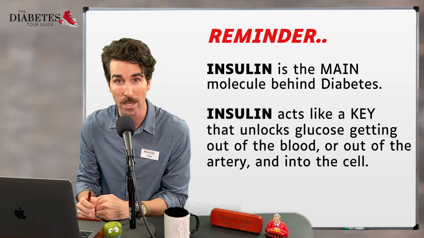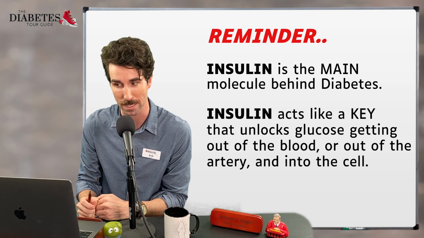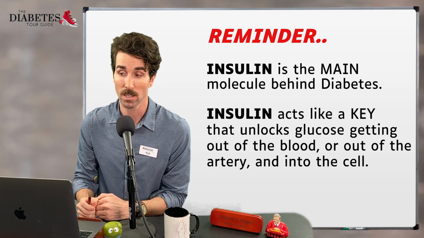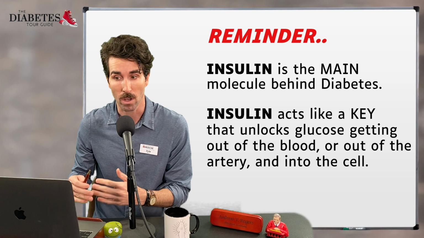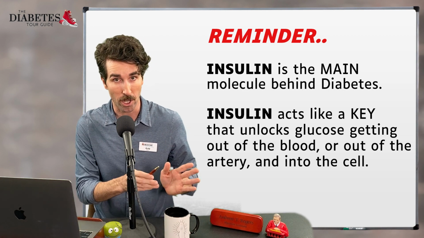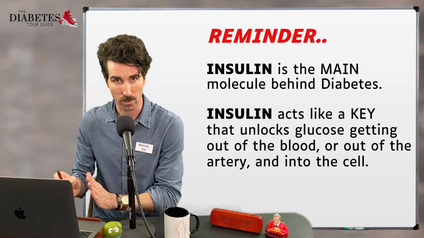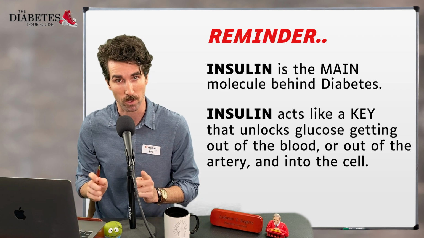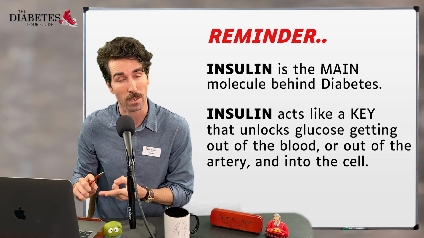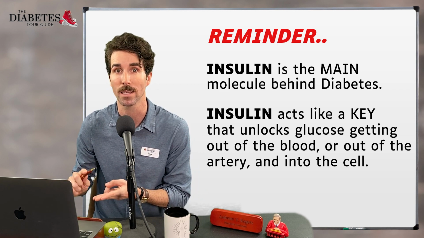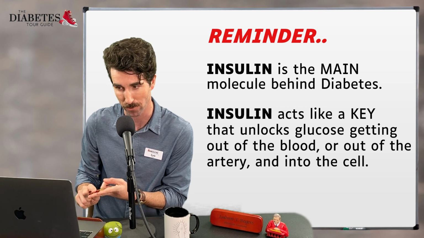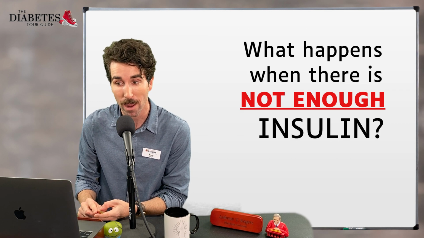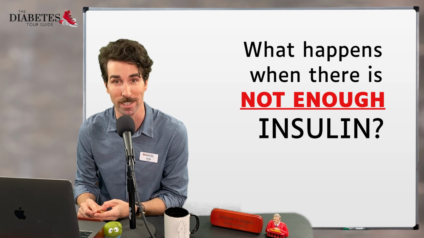Remember, this is the main molecule behind diabetes. We've discussed that this hormone acts like a key to unlock glucose getting out of the blood or out of the artery and into the cell. And remember the cells that we're working on: liver, we're working on fat cells, and we're working on skeletal muscle cells. But what happens when there is not enough insulin?